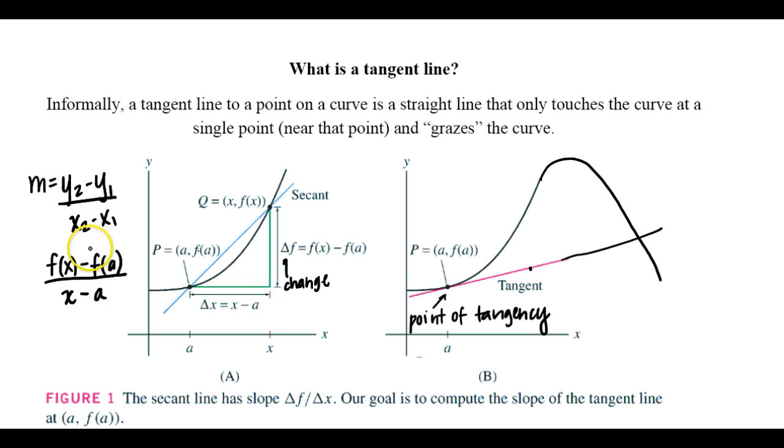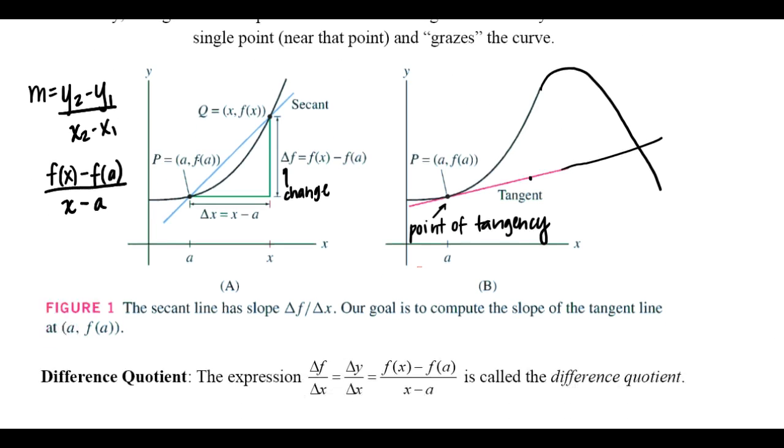And this quotient here actually has a special name. So let's go ahead and scroll down a little bit. It is called the difference quotient. So the expression, the change in f, or the change in y, all over the change in x, or f of x minus f of a over x minus a, is called the difference quotient.